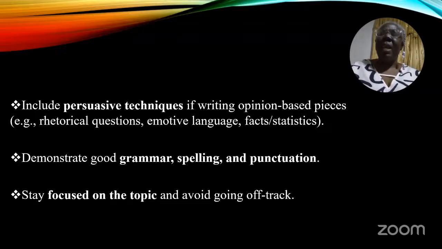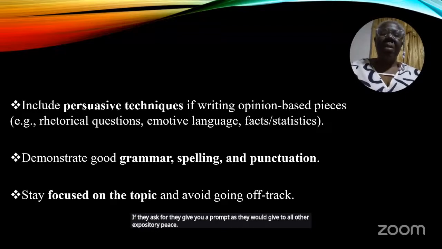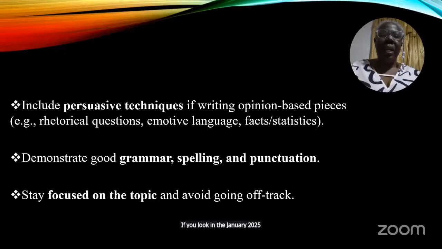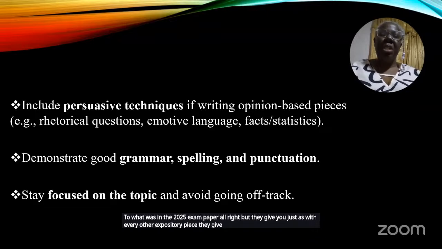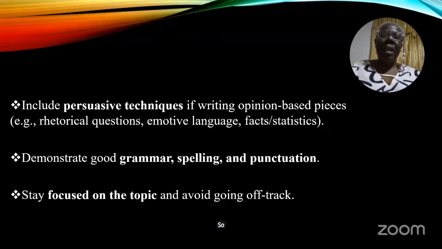If they ask, they give you a prompt as they would give for all other expository pieces. If you look in the January 2025 English A Paper 2, you will see that there was an article given. I have adapted that a little to present the article for you. So we'll go through something that is very similar to what was in the 2025 exam paper. But they give you, just as with every other expository piece, the prompt that you need to use. So you're not writing anything outside of what CSEC is directing you.